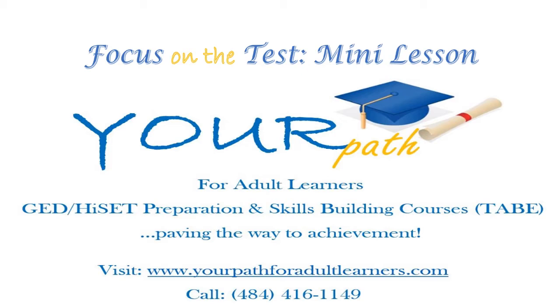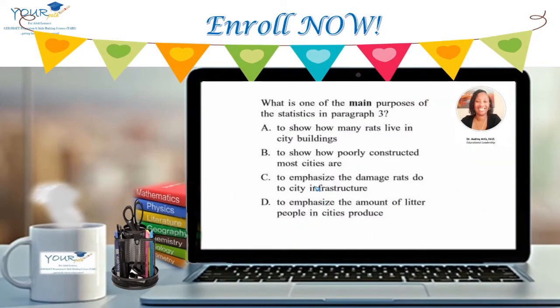So now on to our lesson for the day. Here's what a test item may look like. Here you have: what is one of the main purposes of the statistics in paragraph 3? And here you have your four options. Option A, to show how many rats live in city buildings. B, to show how poorly constructed most cities are. C, to emphasize the damage rats do to city infrastructure. And D, to emphasize the amount of litter people in cities produce.